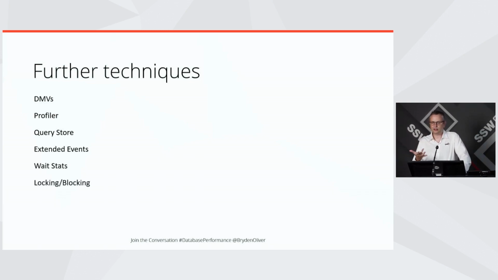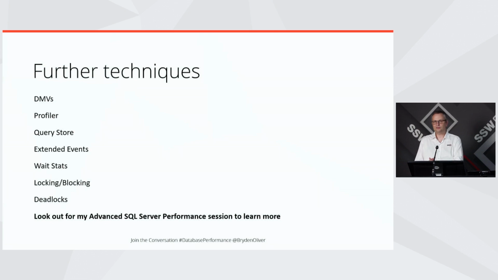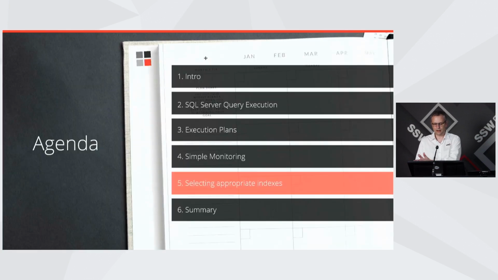You can get locking and blocking type information. They're typically available in DMVs, but expressed as something called a locking tree or a blocking tree. They're very useful because it shows you what's being blocked by what, and you can get to the thing that's doing all the blocking. And then deadlocks. And I'm putting together an advanced SQL Server performance session similar to this that covers a range of these sort of techniques. So watch out for that.